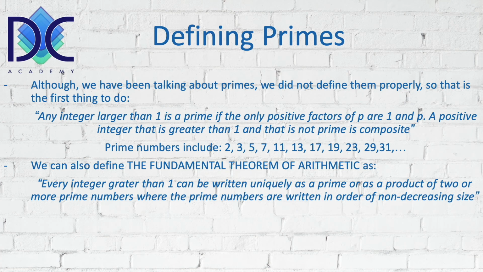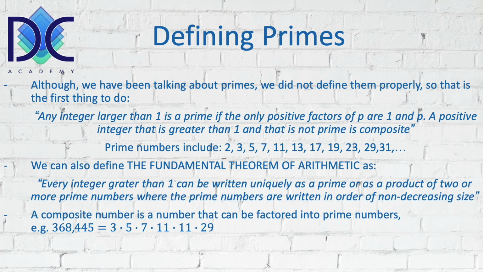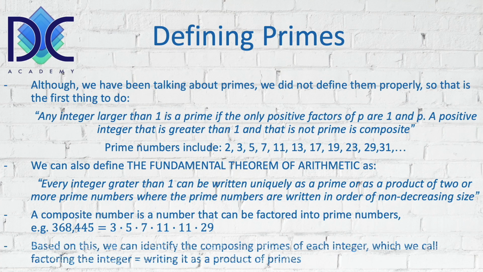We can also use them in non-increasing order. Both are possible, and typically it depends on how we are writing the numbers. Here I write them in increasing order: 368,445 is the product of 3, 5, 7, 11, 11, and 29. So we have in fact the repetition of 11 in this case.